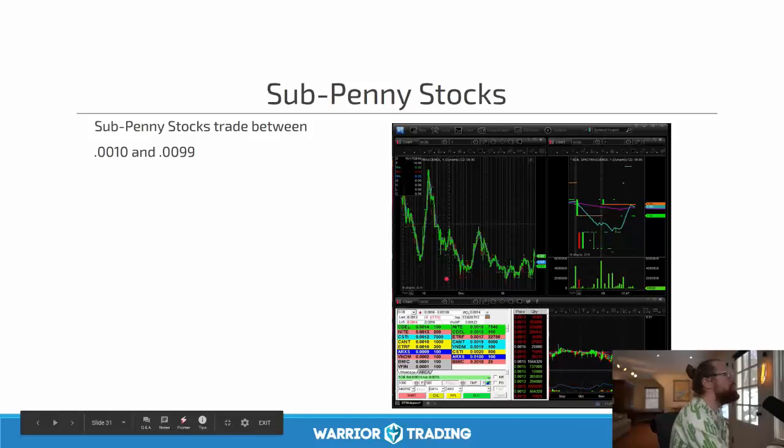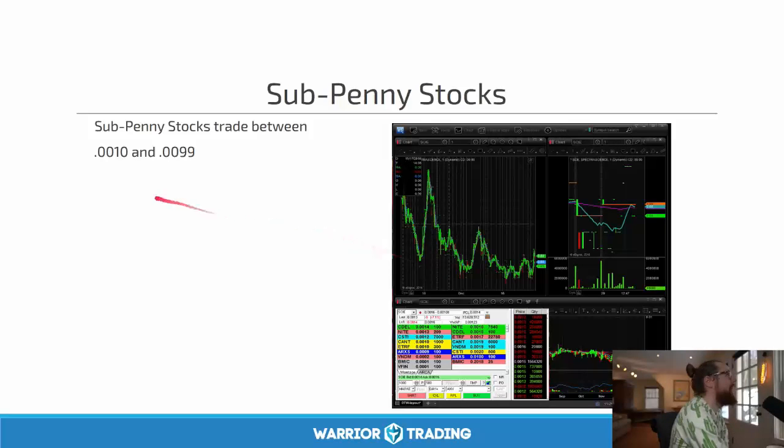Now, a sub penny stock is a stock between 1/10 of a penny and 9/10 of a penny. So if you split a penny into 10 little itty bitty pieces, each one would be called a sub penny stock.